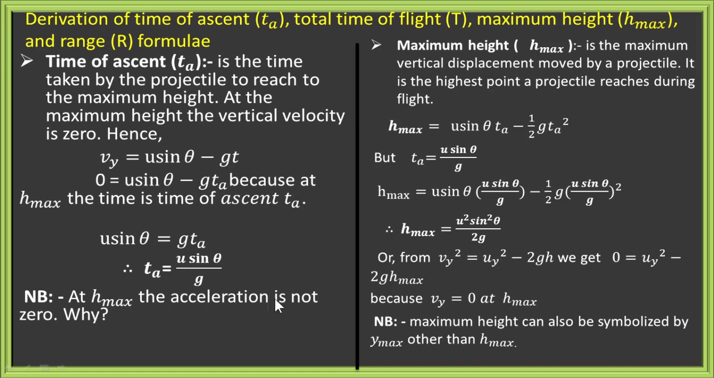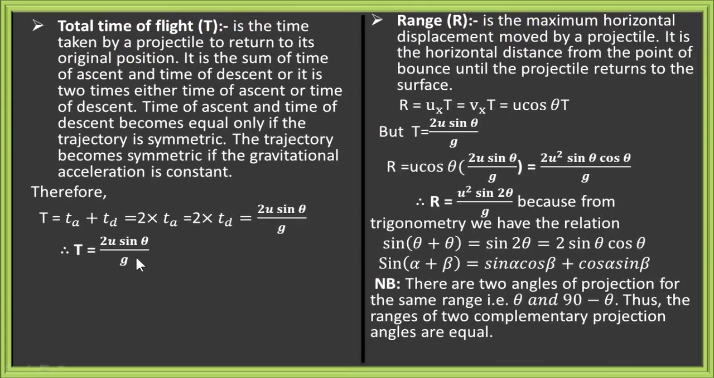At the maximum height, the acceleration is not 0. Do you know why? Because at all points, acceleration due to gravity is 9.8 meters per second squared. Whether it is at the maximum height or at other points, the only acceleration we have is acceleration due to gravity, and its value is 9.8 meters per second squared.